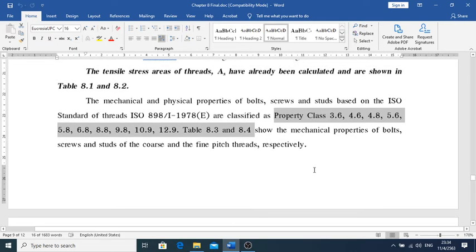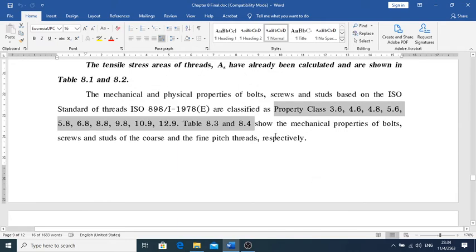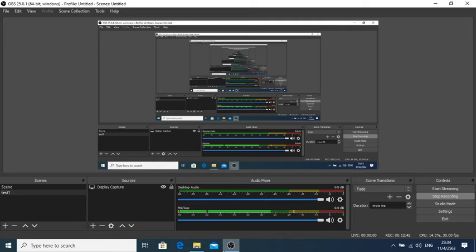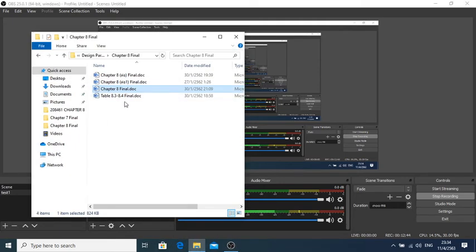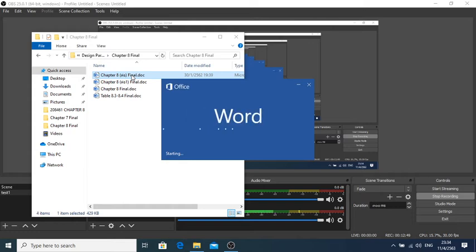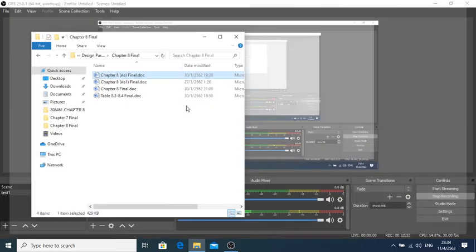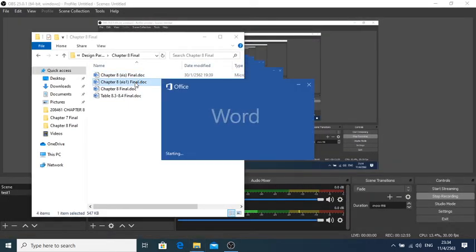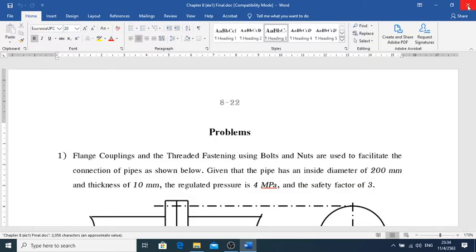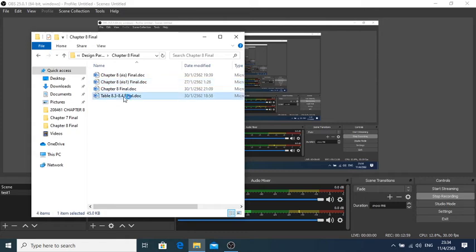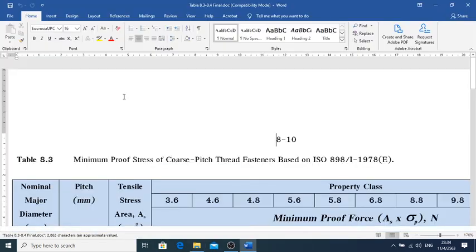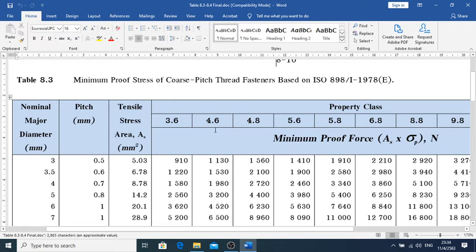So I would like to show you this kind of table. The table 8.1 and 8.2. Okay, I would like to show you up there. Sorry, hold on. 8.3. Okay, so it's here. It's going to be very important here.